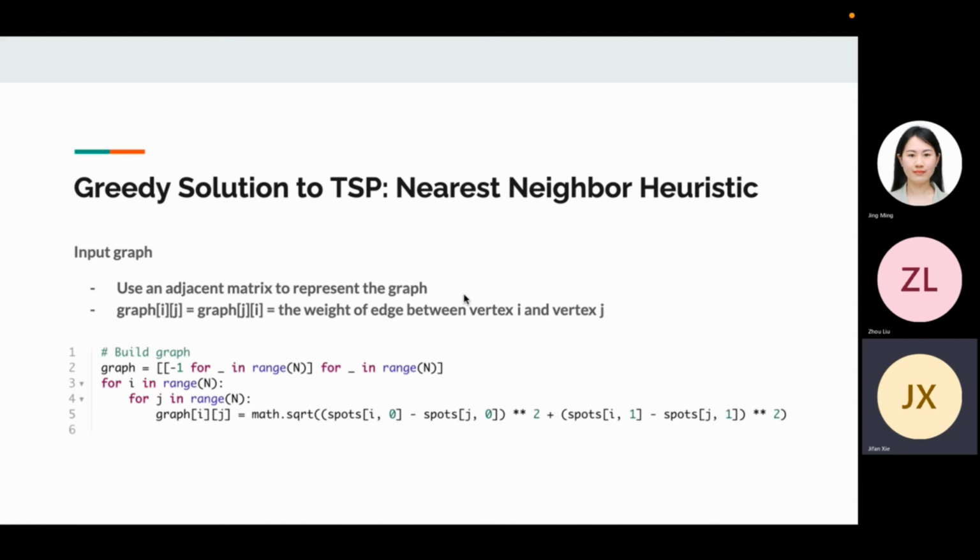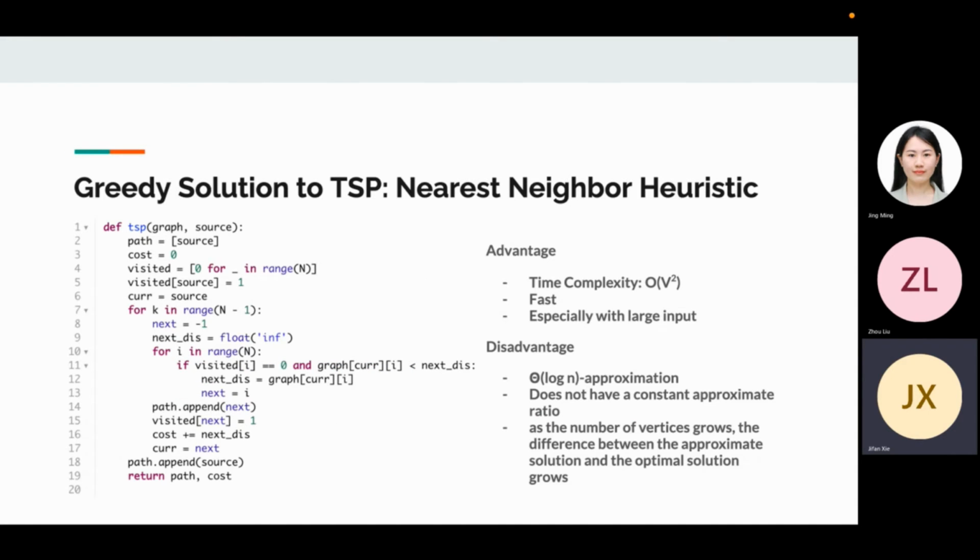First, we will build a graph of the spots. The graph is represented by an adjacency matrix, which stores the distance between the spots. And here is the implementation in Python. It takes the graph and the source as the input and will give the path of the TSP tour and the total cost of the tour as the result.